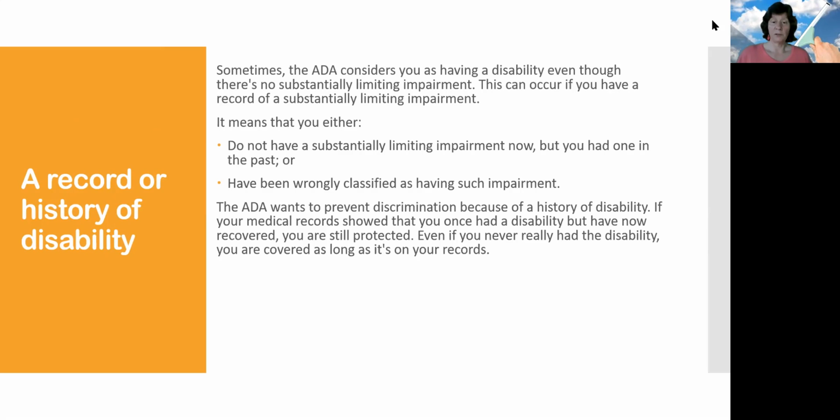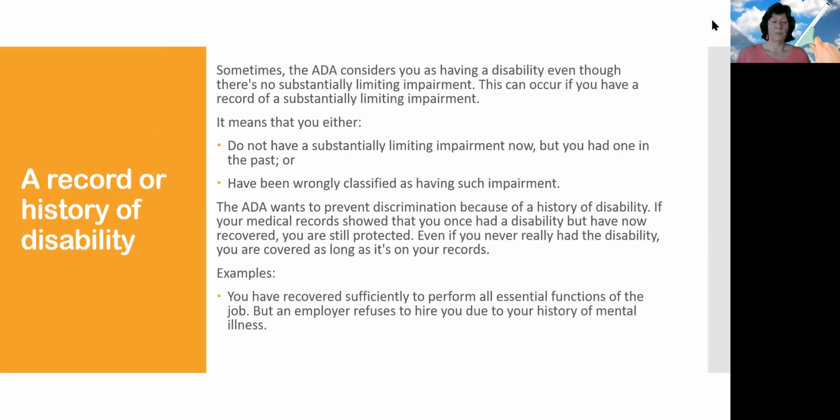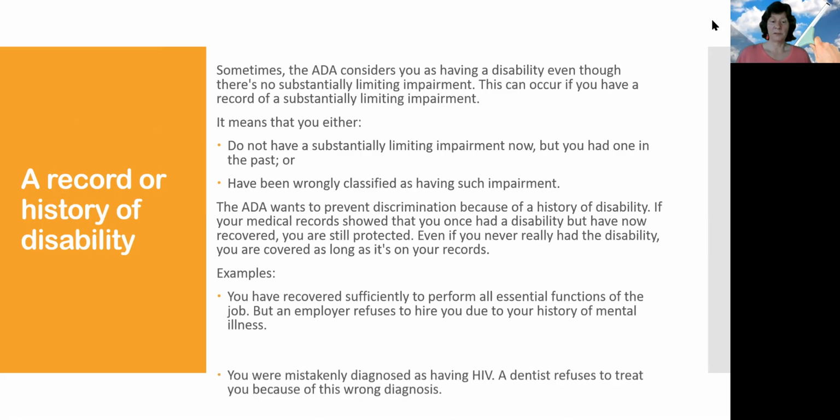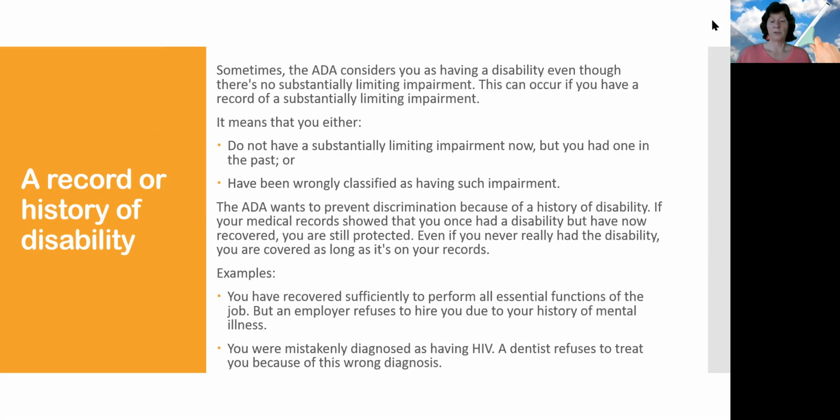If your medical records show that you once had a disability but have now recovered, you're still protected. Even if you never really had a disability, you are covered as long as it's on your records. Examples. You've recovered sufficiently to perform all essential functions of a job, but an employer refuses to hire you due to your history of mental illness. You were mistakenly diagnosed as having HIV. A dentist refuses to treat you because of this wrong diagnosis.